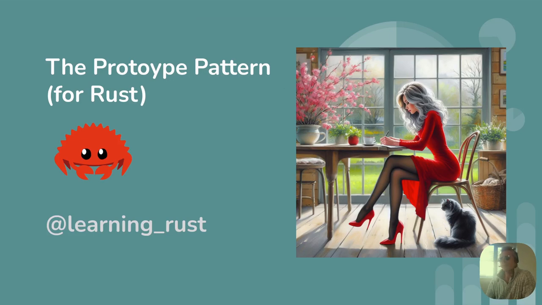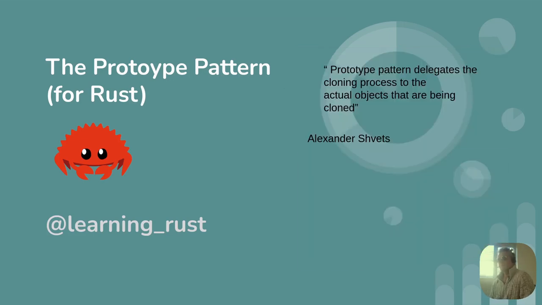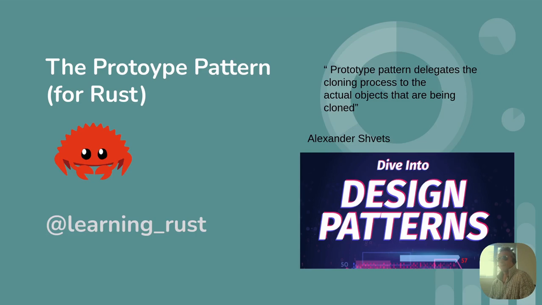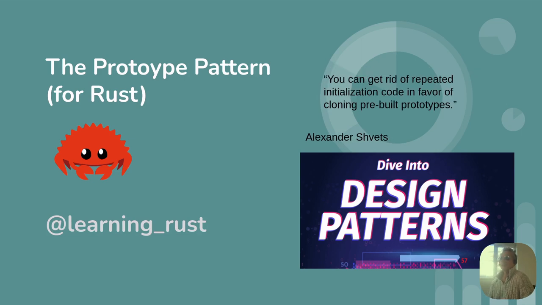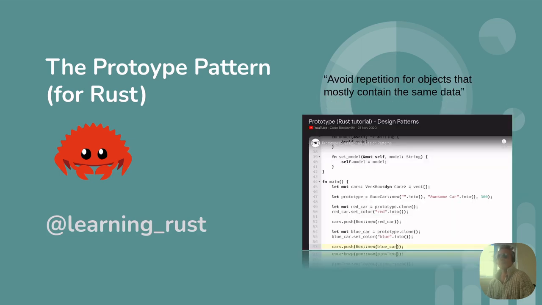Hello everyone, let's look at the prototype pattern in Rust. So the prototype pattern delegates the cloning process to the actual objects that are being cloned. If you want to read a really good book about design patterns, dive into Design Patterns by Alexander Shvets. You can get rid of repeated initialization code in favor of cloning pre-built prototypes.